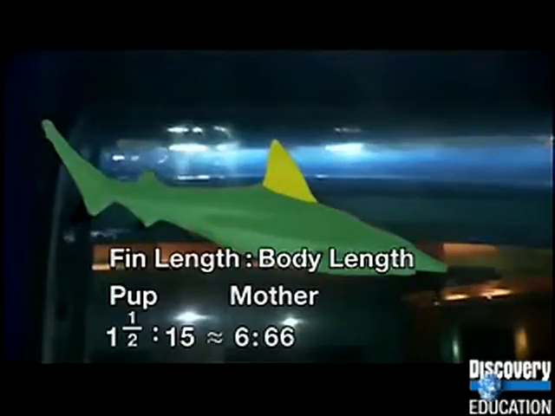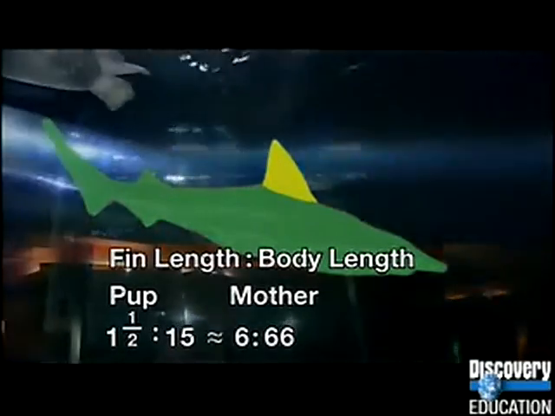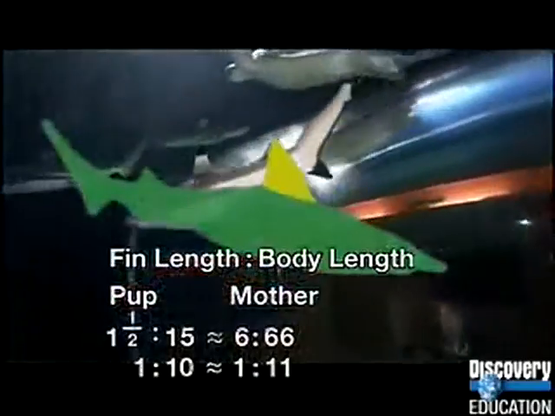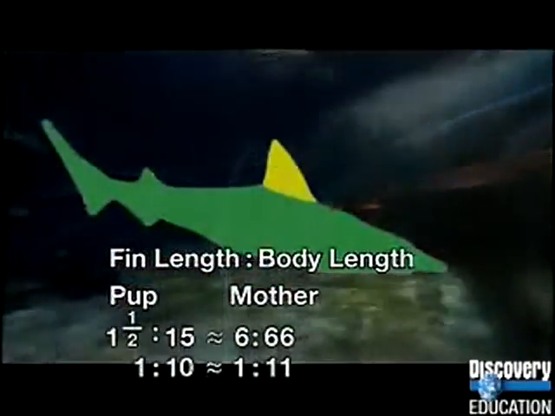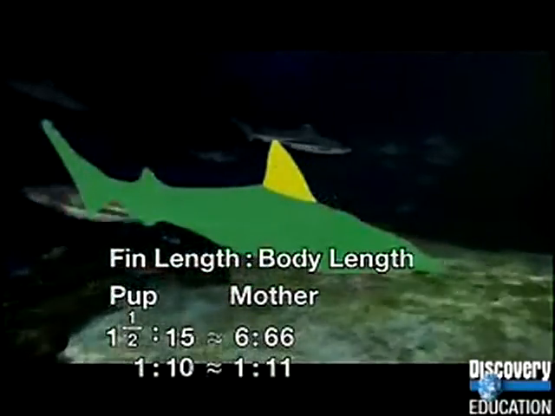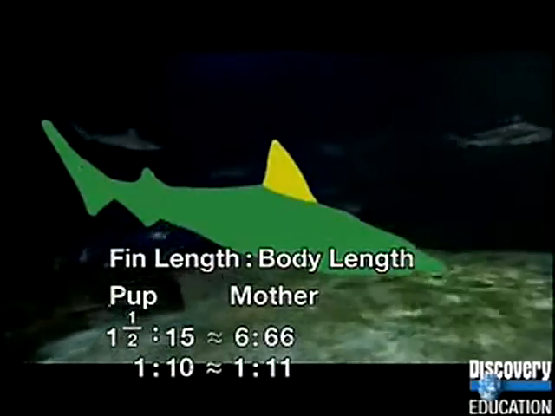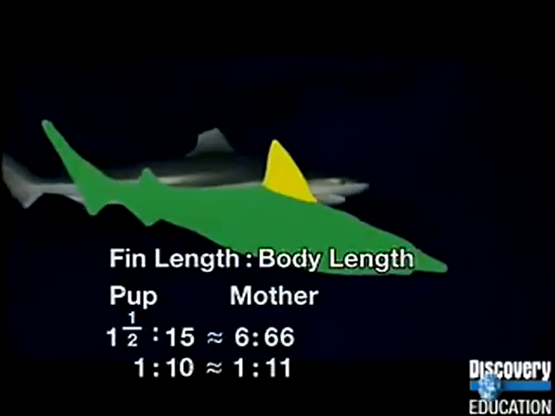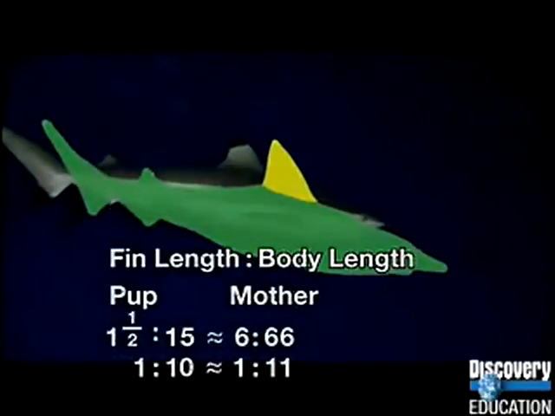Of course, in biology, there's always individual variation. The relationship can be expressed in the form of a proportion, as 1.5 to 15 is approximately equal to 6 to 66. The baby's ratio of fin to body length is roughly the same as the adult's ratio of fin to body length, about 1:10.